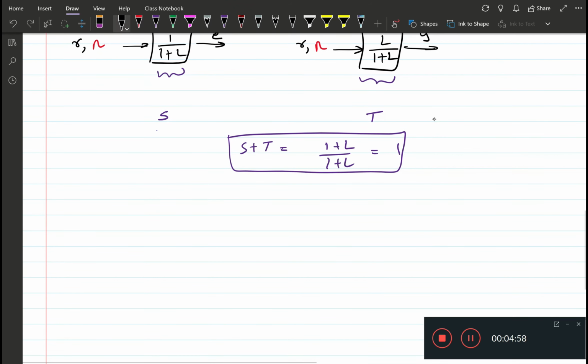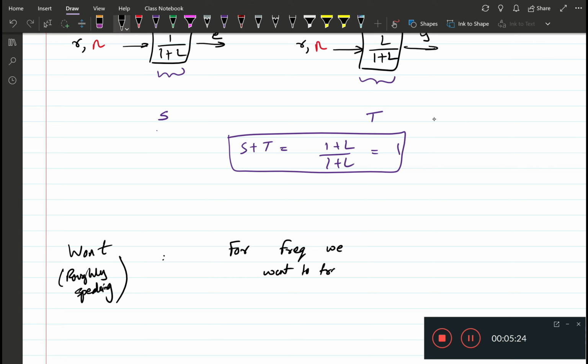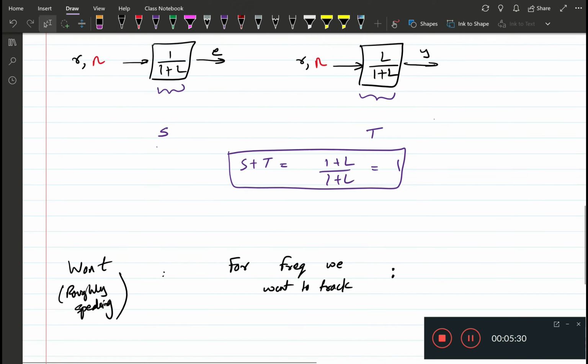So what we roughly want is that for frequencies where we want to track, or in other words, for frequencies where we expect the reference signal to be, we want the sensitivity S to be almost equal to 0, which would mean that the error is almost equal to 0, and therefore also the T to be almost equal to 1.